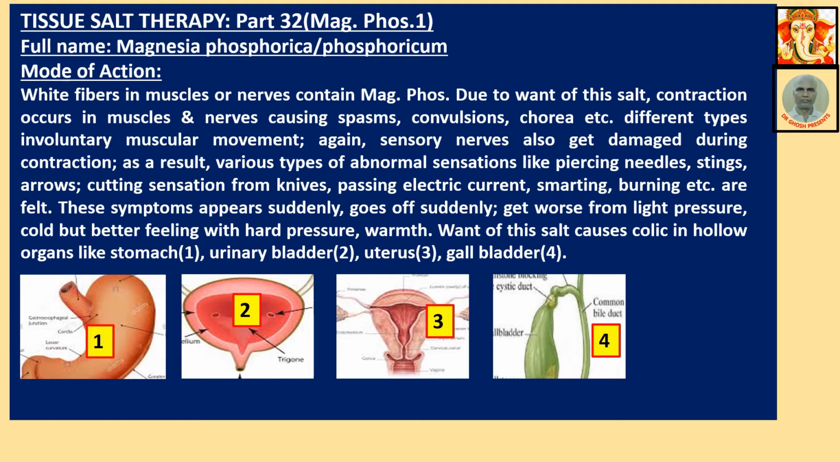As a result, various types of abnormal sensation like piercing needles, stings, arrows, cutting sensation from knife, passing electric currents, smarting, burning are felt. These symptoms appear suddenly, go off suddenly, get worse from light pressure and cold, but feel better from hard pressure and warmth. Want of this salt causes colic in hollow organs like stomach, picture 1, urinary bladder, picture 2, uterus, picture 3, and gallbladder, picture 4.